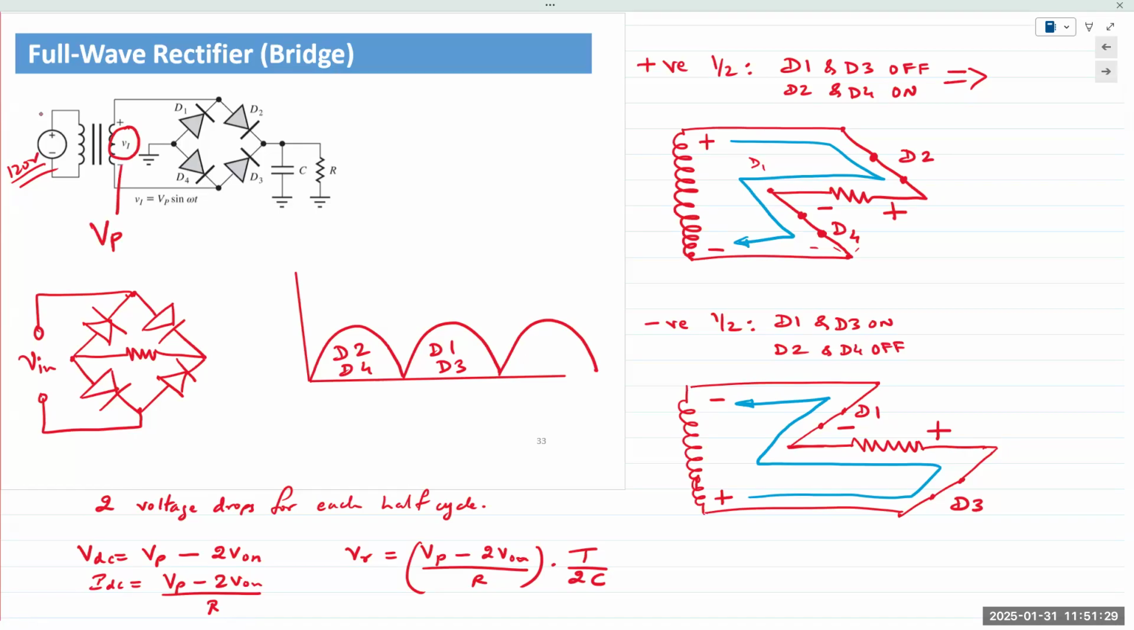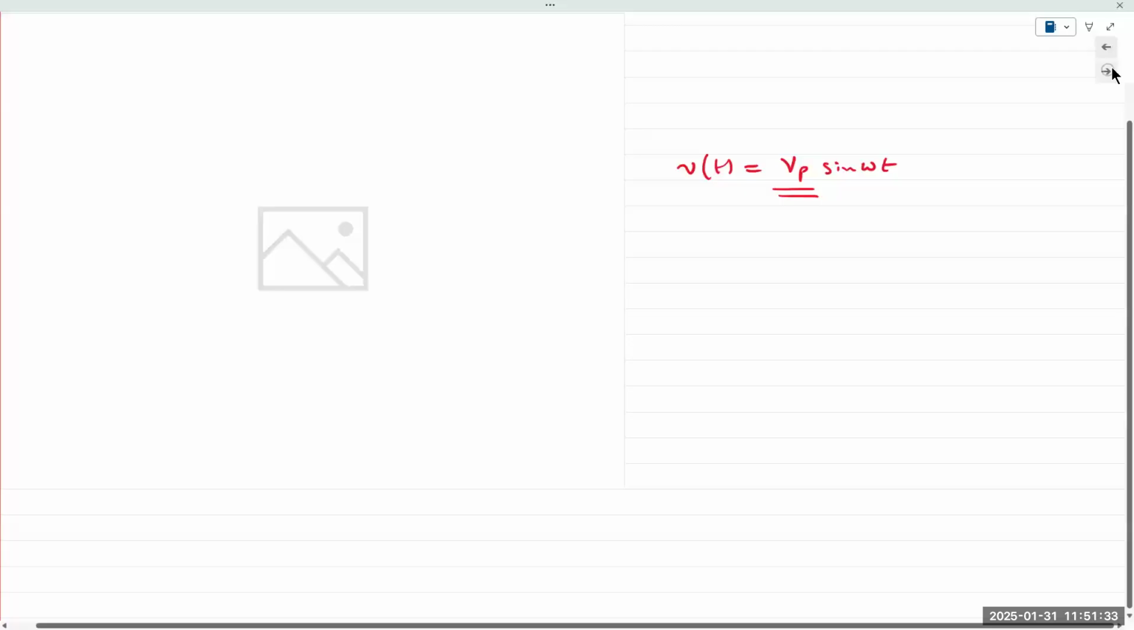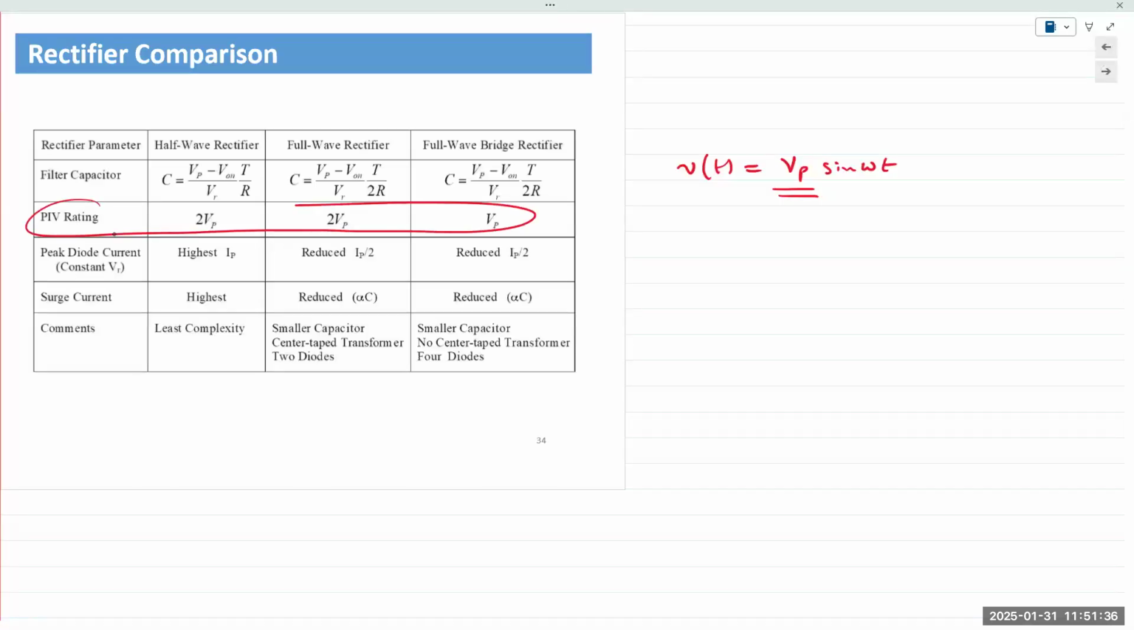No, that's the desired breakdown voltage. This PIV rating is basically an indicator. The diode that we use for the application must be at least twice the VP that we are applying into the circuit. Bridge rectifier, there are two diodes for each half cycle. So the voltage is divided serially across each diode, and so just V peak is fine.